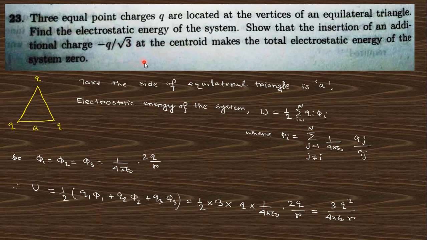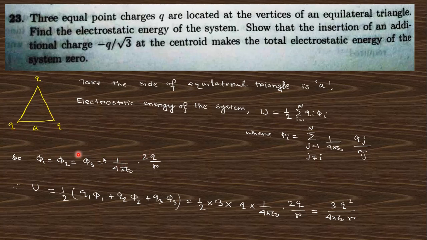So at first we want to find out the energy. This is the electrostatic energy of the system. You can remember the electrostatic energy of a system of discrete charges is half the sum of q_i phi_i, where phi_i is the potential at the ith point. The potential at each point is the same, because at each charge the potential is due to the other two charges, right?